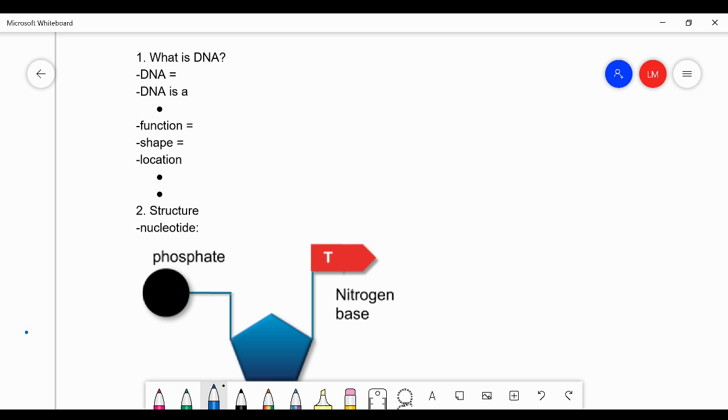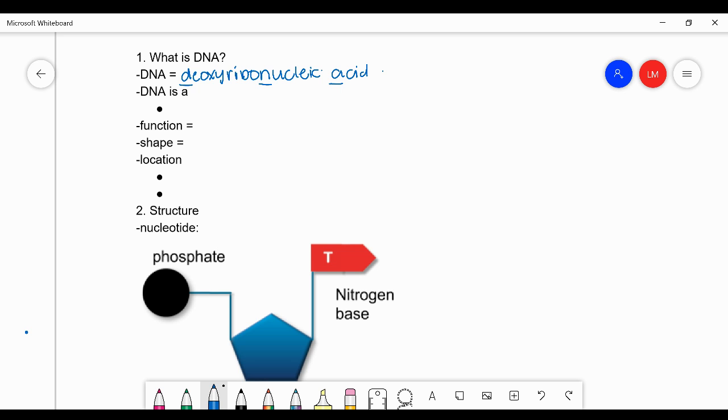This video covers notes for DNA structure and replication. We'll start with describing what DNA is. DNA stands for deoxyribonucleic acid, DNA.